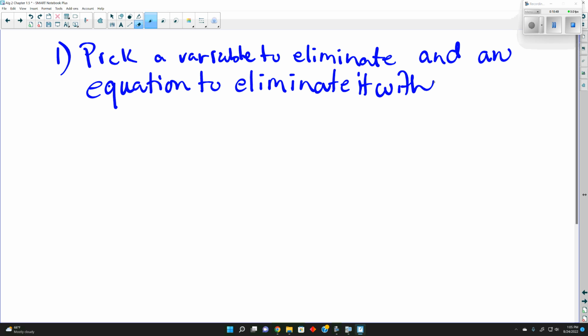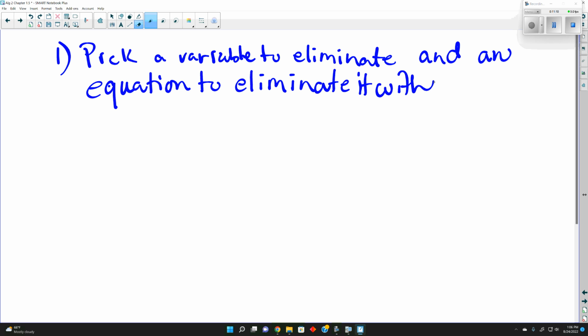Because our first goal is to take, because again, we're going to have three equations with three variables, and we want to take it from that down to two equations with two. Now, the steps that we have for this are very focused on three equations with three variables.